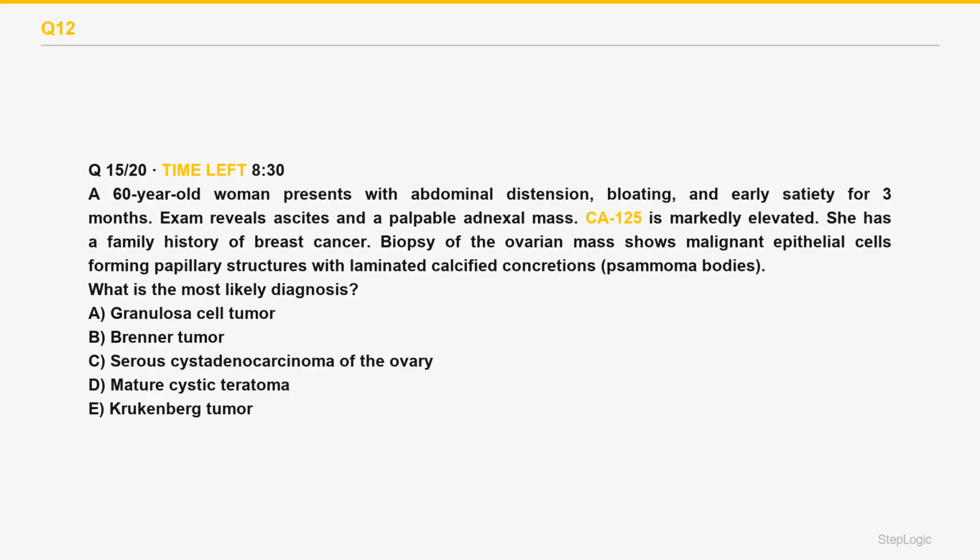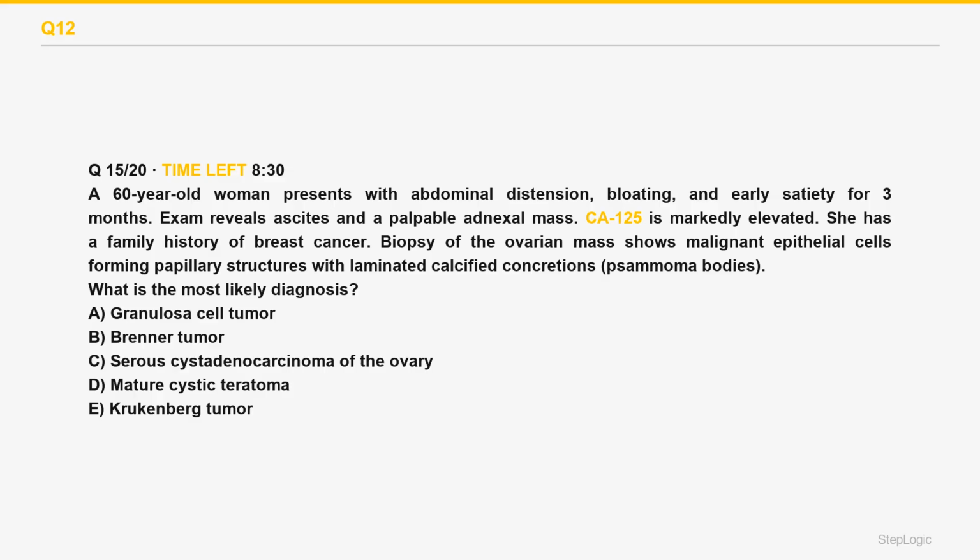What is the most likely diagnosis? A 60-year-old woman presents with abdominal distension, bloating, and early satiety for 3 months. Exam reveals ascites and a palpable adnexal mass. CA-125 is markedly elevated. She has a family history of breast cancer. Biopsy of the ovarian mass shows malignant epithelial cells forming papillary structures with laminated calcified concretions, psammoma bodies.